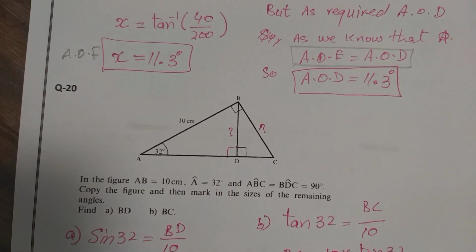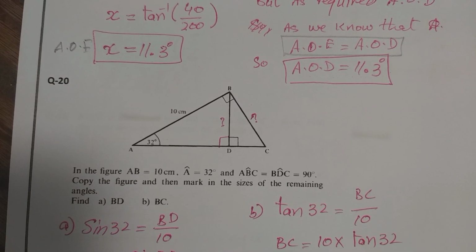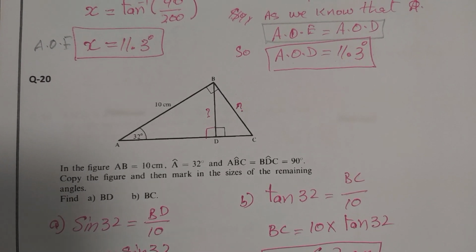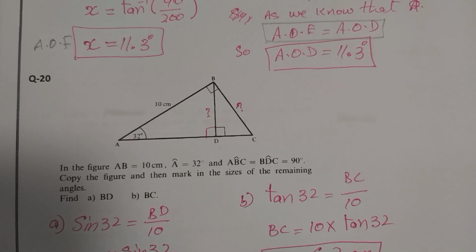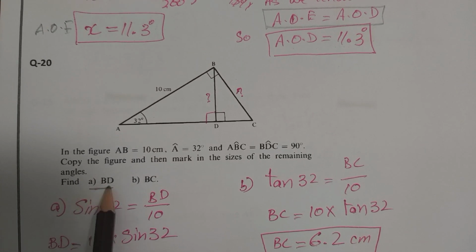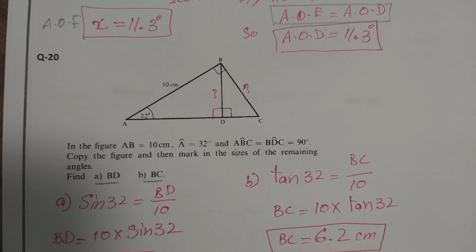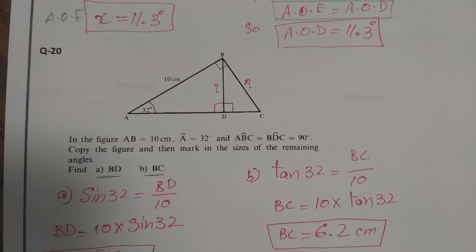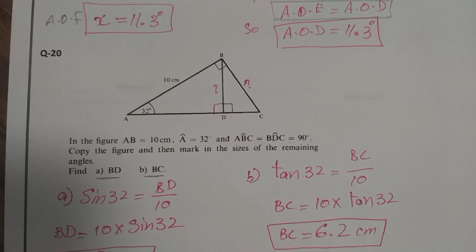Okay guys, question number 20. It's an interesting question because it merges two right-angled triangles together, and he needs to find the missing sides. In the first part he says find BD, and in the second part he says find BC. So we have to observe this triangle and look closely at what method we use here to find the missing side.